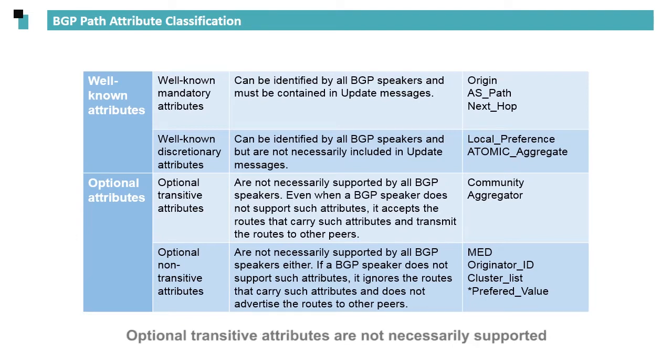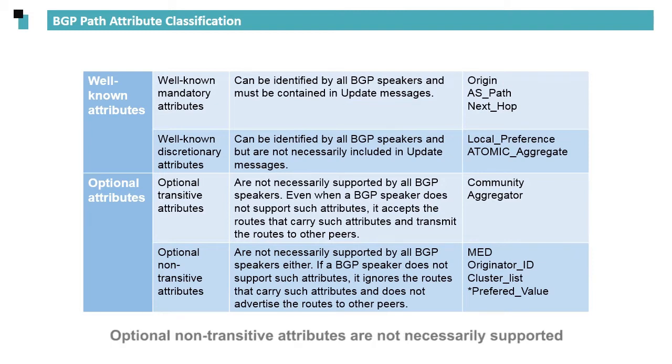Optional transitive attributes are not necessarily supported by all BGP speakers. Even when a BGP speaker does not support such attributes, it accepts the routes that carry such attributes and transmits the routes to other peers. Such attributes include community and aggregator.